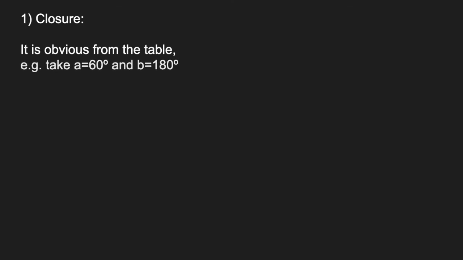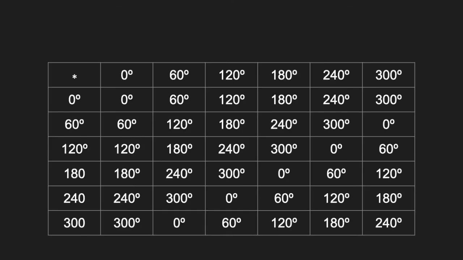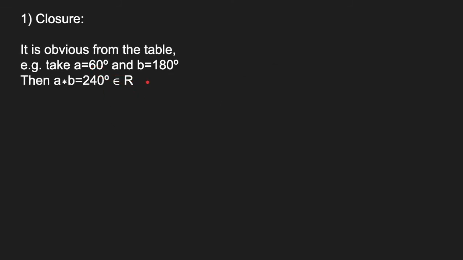Now first, the closure property. It is obvious from the table. Now take one example, A and B. For example, take A equals 60 and B equals 180. Then A star B is 240, that also belongs to R, and you can check that all the entries will be in R. So closure is there.